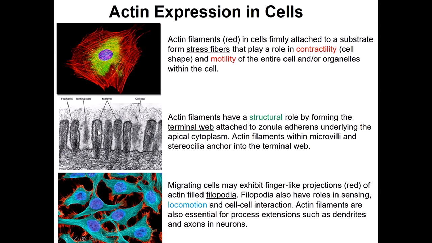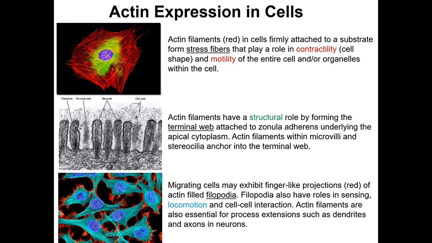Then actin filaments can also play a role in locomotion in the form of filopodia. So these little red structures at the edge of the cell we call filopodia, filled with actin filaments, and these filopodia are motile, so they can move around to help pull and push the cell along some sort of substratum.